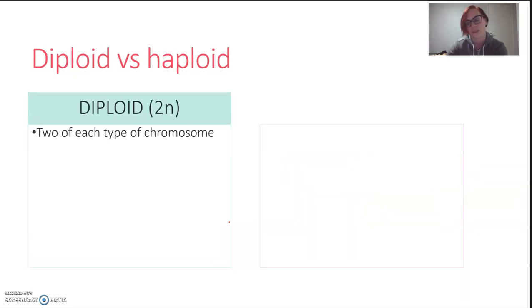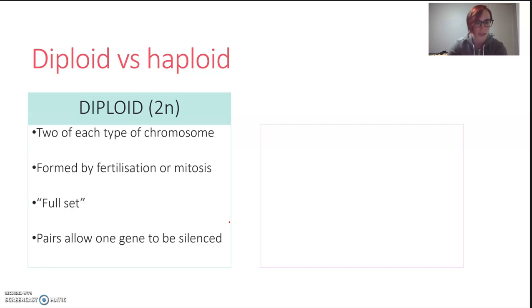Diploid cells are also written as 2N, the 2 indicating that there are 2 of each pair. So they are formed by fertilization when the egg meets the sperm, or during mitosis when a cell just replicates itself. All right, it's the full set. It's got everything it needs. Pairs can allow that one gene be silent, which means if you've got one from mum and you've got one from dad, if this particular one has a gene for, whether your earlobes attach or something, and it's a bit dodgy, then your body will actually use this one and code for this one.